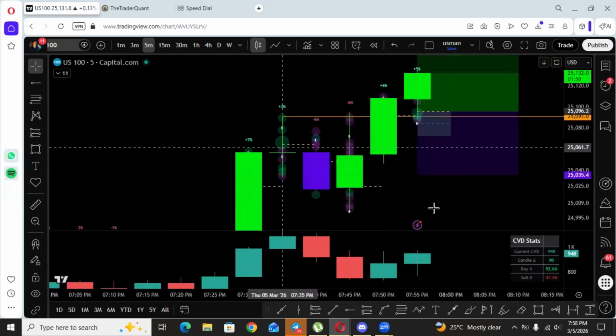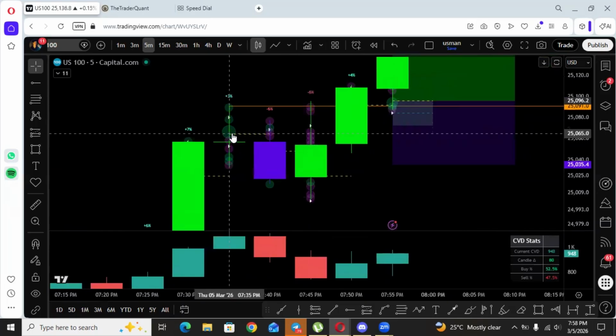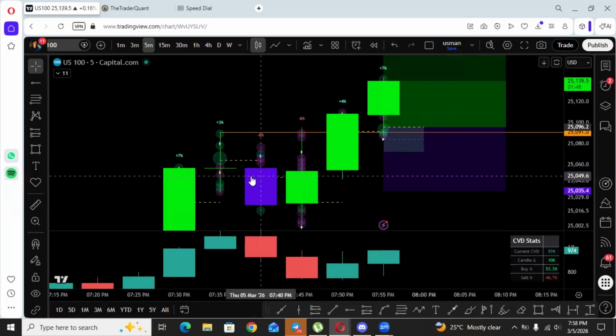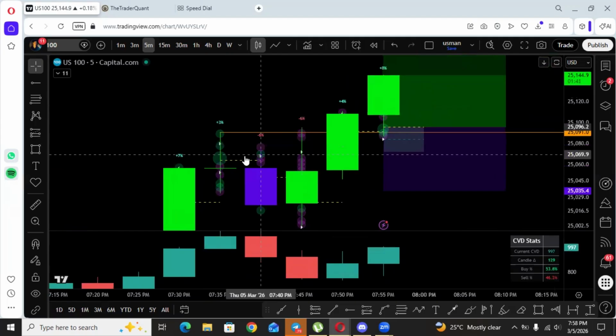A big bubble represents a strong imbalance between buyers and sellers, and a small bubble represents a weak imbalance between buyers and sellers.